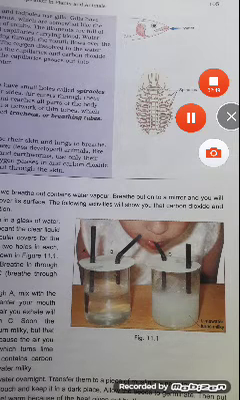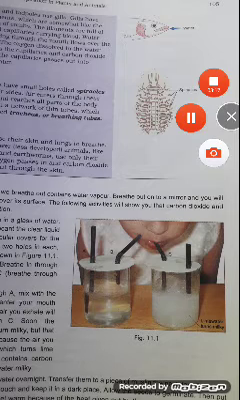So now, the process of respiration. The process of respiration generally involves two different stages: external respiration and internal respiration. This is true of all organisms.